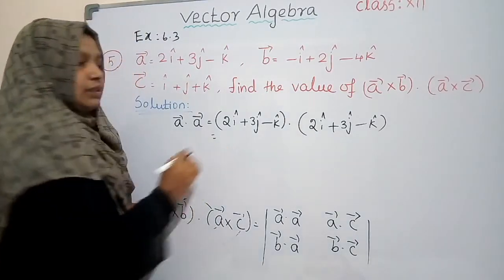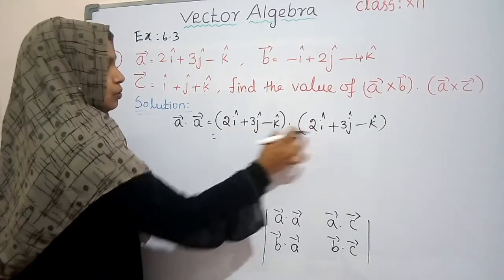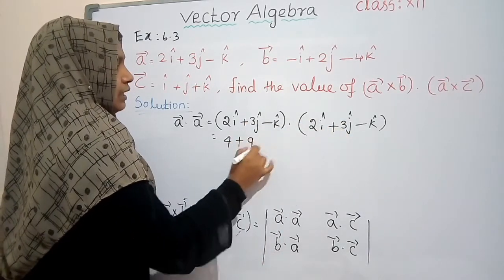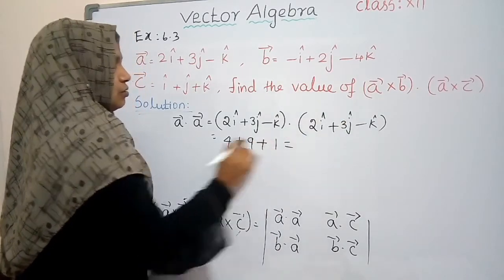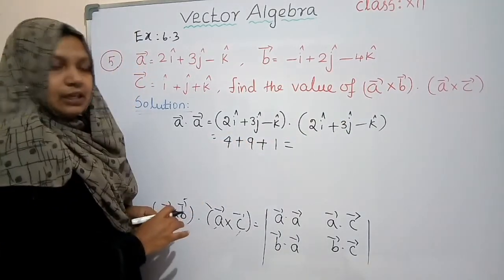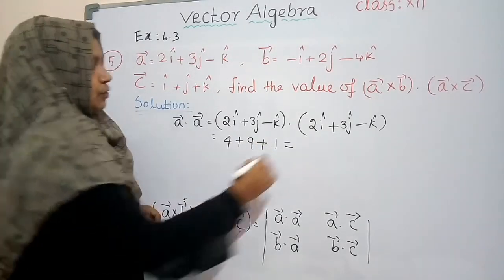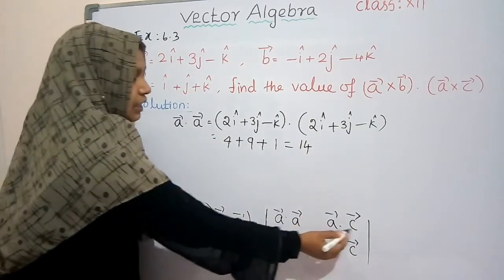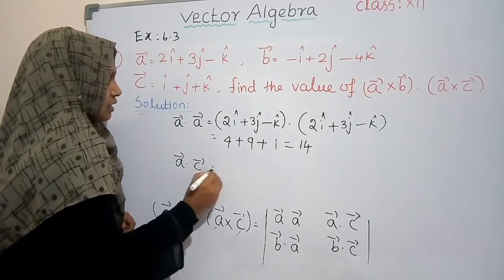So how will you find the dot product? Just multiply the coefficients. So 2 into 2, 4. 3 into 3 plus 9. Again minus 1 into minus 1 plus 1. So after adding all these values, we are getting 4 plus 9, 13. 13 plus 1, 14. So we have 14. After that, we can find A vector dot C vector. So what is A vector dot C vector?